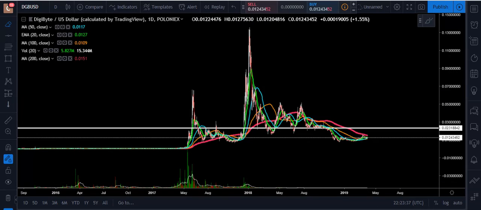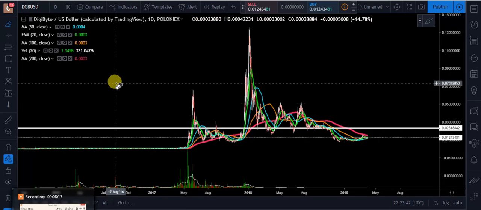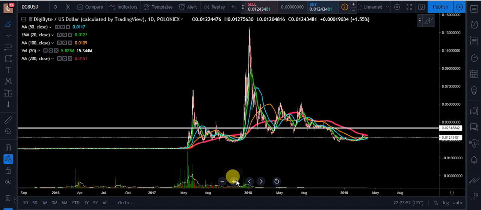So, you know, keep that in the back of your mind and really pay attention to all the different things that take place with Digibyte. In terms of the fundamentals, you want to really check out and pay close attention to, and obviously the price action on these type of charts like this.